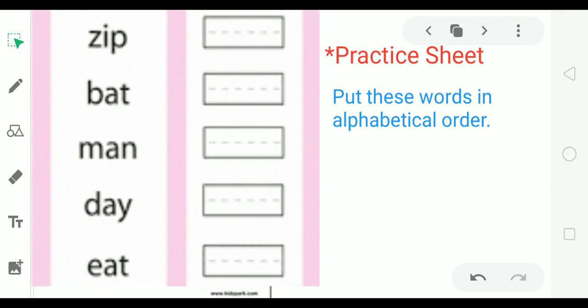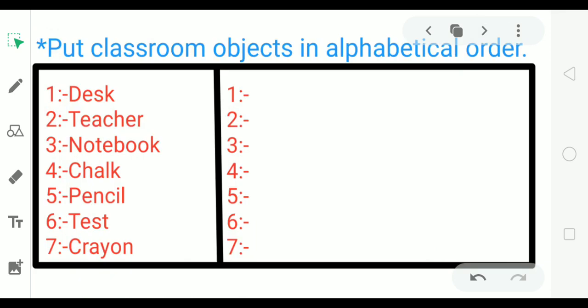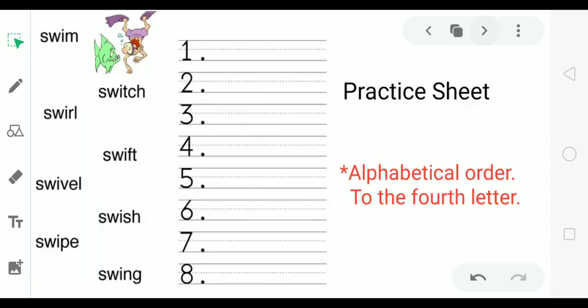I hope each and everyone has understood this lesson, alphabetical order. Now, I am giving some exercises for practice. Note them down carefully and solve this exercise. Put these words in alphabetical order. Next, put these letters in alphabetical order. Next, put classroom objects in alphabetical order. Then, alphabetical order to the fourth letter.